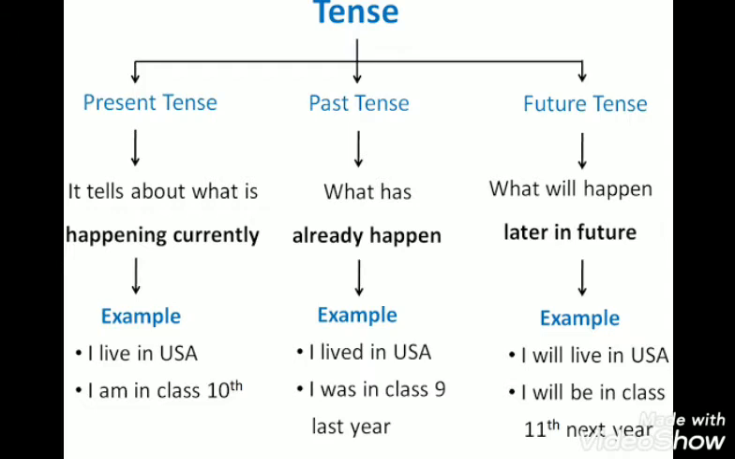Coming to future simple tense, it talks about what will happen later in the future. Any action that will take place in the future. For example, I will live in USA. I will be in class 11 next year. So these are the events that will happen in the future, also known as future simple tense. Understand children? There are mainly three types of simple tense: present simple, past simple, future simple.